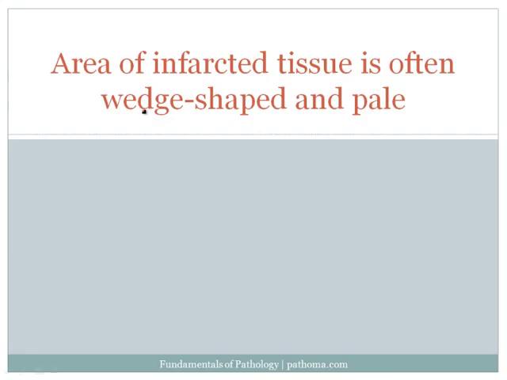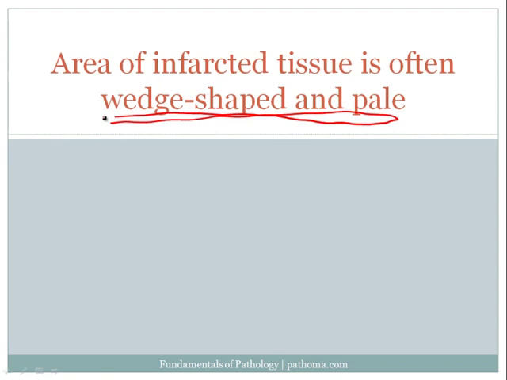A couple important derivative points regarding coagulative necrosis. Usually, the area of infarcted tissue is wedge-shaped and pale. This is not so hard to remember. Basically, this is based on an anatomic principle, and that is that, generally speaking, when vessels enter into an organ and feed an organ, they dichotomously branch as they go through the organ.